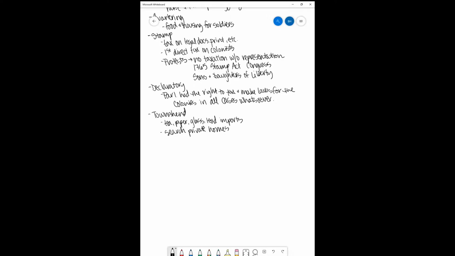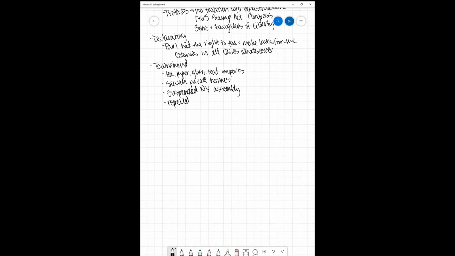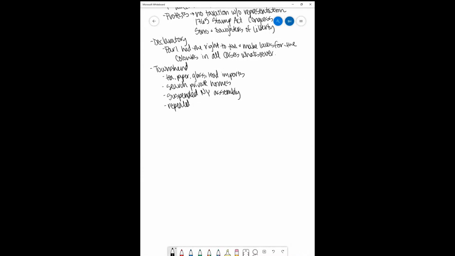Now, also, the Townshend Acts suspended the New York Assembly because they had defied the Quartering Act. And eventually, the Townshend Acts were repealed because it hurt trade and actually generated very little revenue, so there wasn't really much of a point to it. And building off of this is then the event of the Boston Massacre.